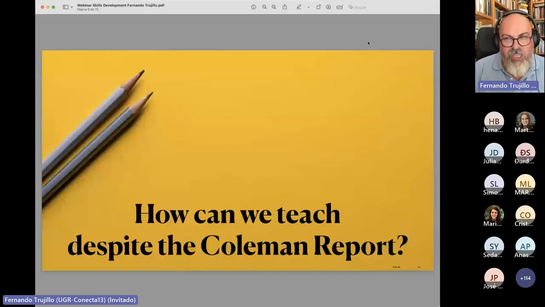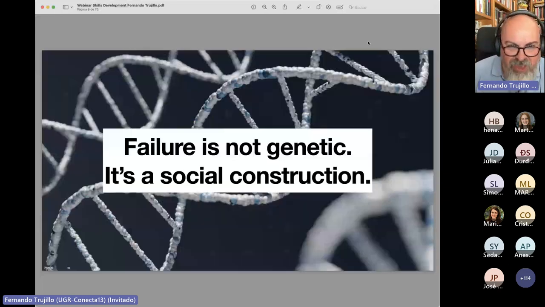Obviously, the question is, how can we teach and how can we help our students develop their skills despite the Coleman report? Failure at school is not genetic. It is a social construction. It's something we build or we do not build at our schools, at our cities, at our societies. School failure is not genetic.